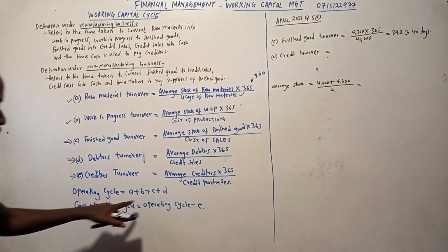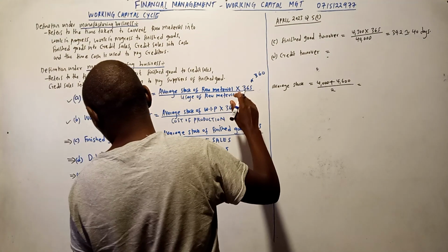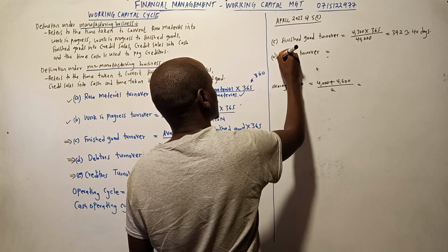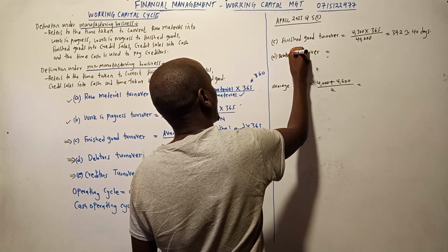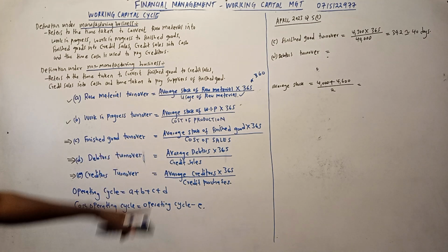Credit turnover is average creditors. Now in this case, in our question, the credit sales we have been given are the ones under trade payables. So we are using the data again. So we are supposed to start with the debtors first. So debtors turnover. We need to find the average debtors.